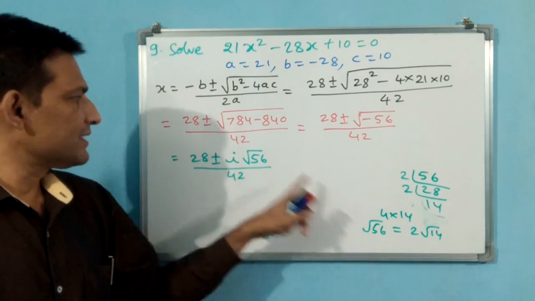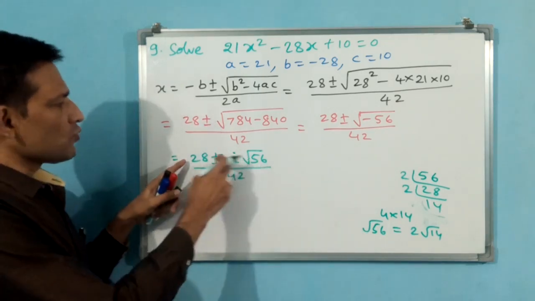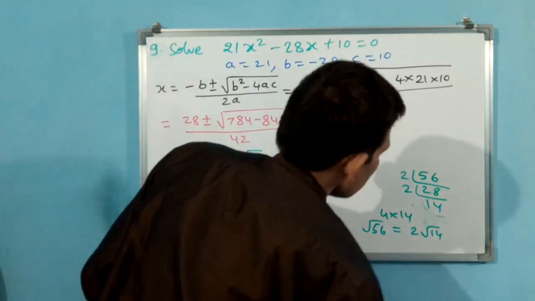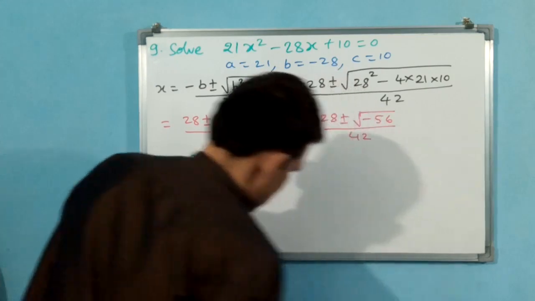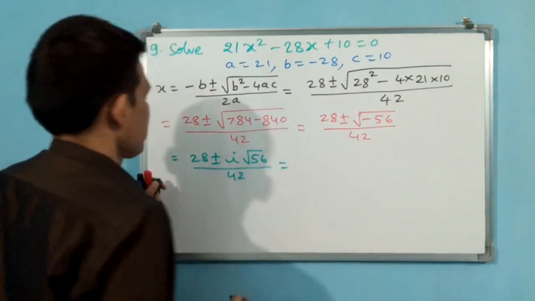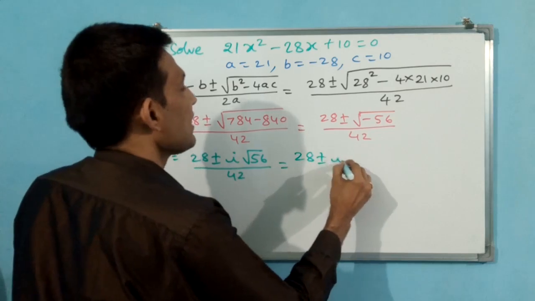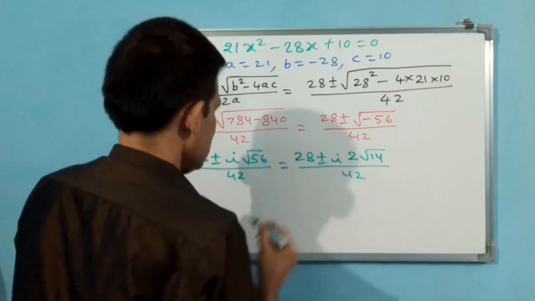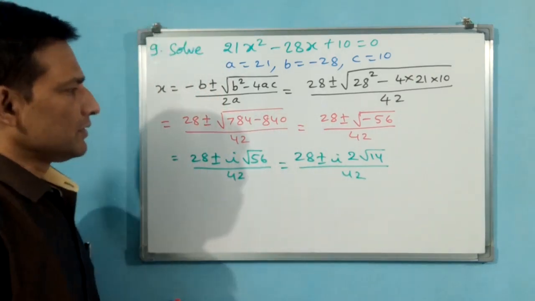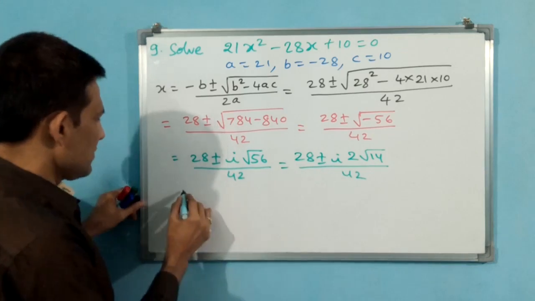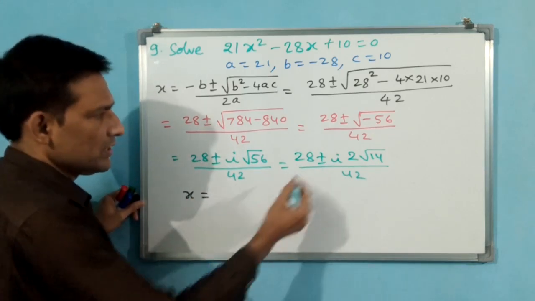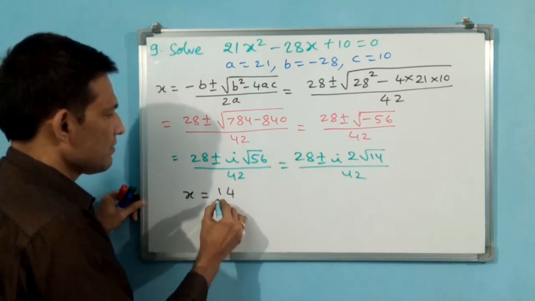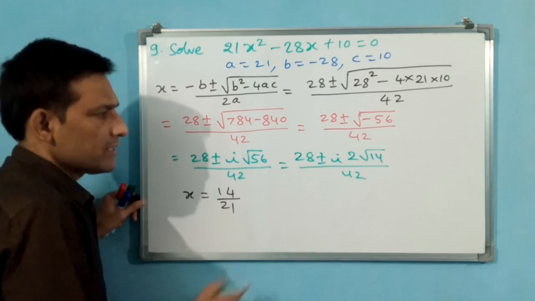Okay. Now you can split this 2 root 14. Why? Because 2, 2, 2 you can cancel out each other. Why? Because finally this 21 is going to come in the denominator. 28 plus or minus I 2 root 14 by 42. Now what I can do? I can split. X is equal to, finally I can write, you see 2 I have taken common, means here 14 is going to come. 14 by 21. Okay. Why? Because I have splitted.